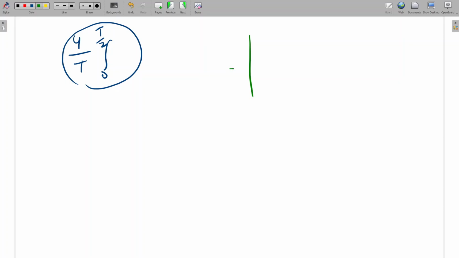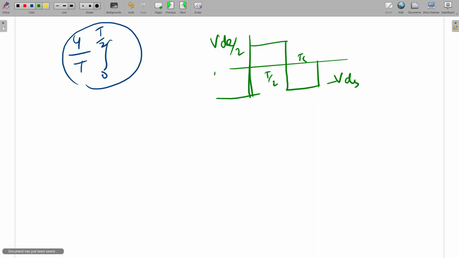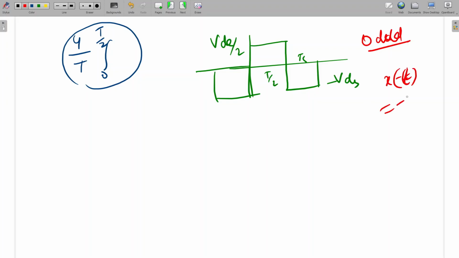If you see this waveform, this is VDC by 2 and here minus VDC by 2, here T by 2 and T by 2. So which symmetry is this waveform? Odd symmetry. Odd means x of minus t is equal to minus x of t. And if we do x of t minus T by 2, shifting this one here, this point will come here, so it will be minus x of t. So half wave symmetry is also being followed.